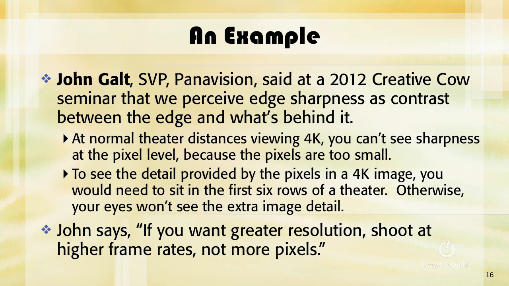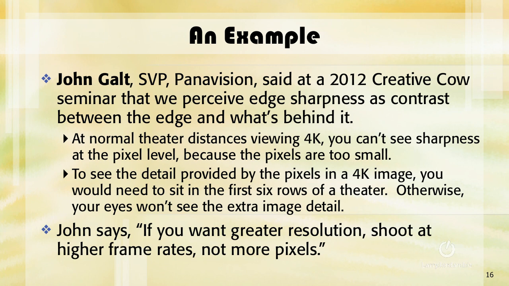John Galt, the Senior Vice President for Imaging Technology at Panavision, said in a 2012 Creative Cow seminar that we perceive edge sharpness as contrast between the edge and what's behind it. Now, at normal theater distances, which is 2.5 to 3 times the screen height, when we view 4K, we can't see the sharpness at the pixel level because the pixels are too small. If we wanted to see the detail provided by the pixels in a 4K image, we would need to sit in the first 6 rows of a theater. Otherwise, our eyes don't see that extra image detail.